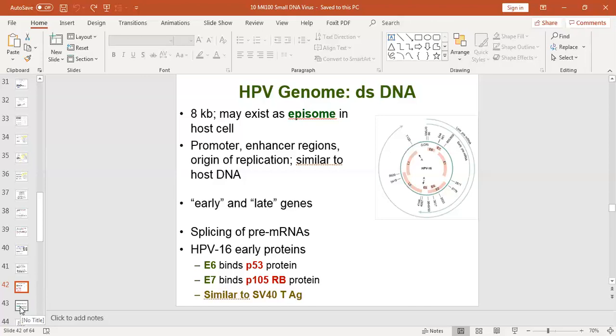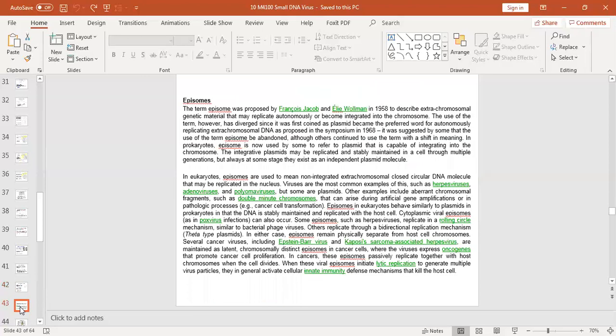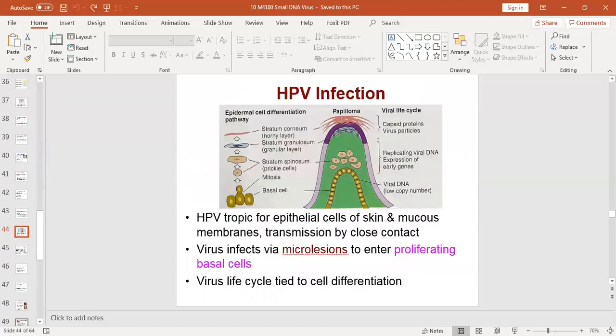Moving to slide number 43, there is a little bit of a description of episome for those of you who may have forgotten. Episomes are extrachromosomal genetic material that can replicate by themselves, and they can also be incorporated or integrated into the chromosome. I would recommend you take a look at these definitions. Moving to slide number 44.